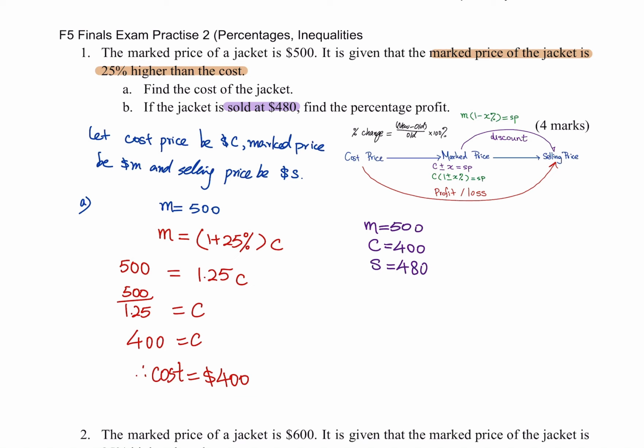And what do we have to find? Percentage profit. So it's between here. So you will have to find the X value here, or you could have said it's the percentage change. So how do we find percentage change? The newest thing minus the older thing. So percentage change will be the latest thing, which is 480, that means the selling price, minus the cost, over the cost, times 100%.